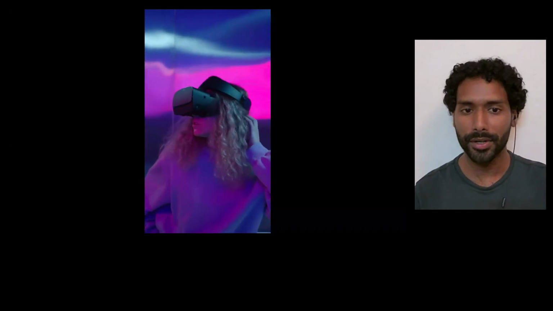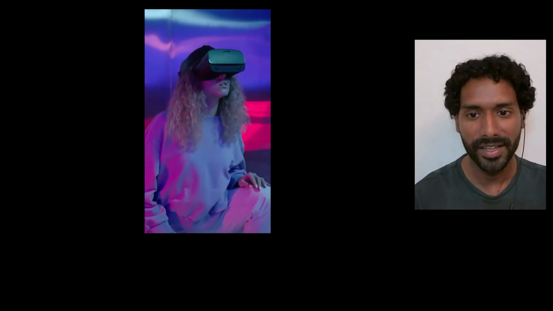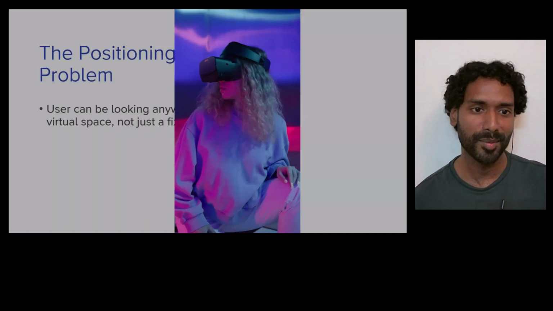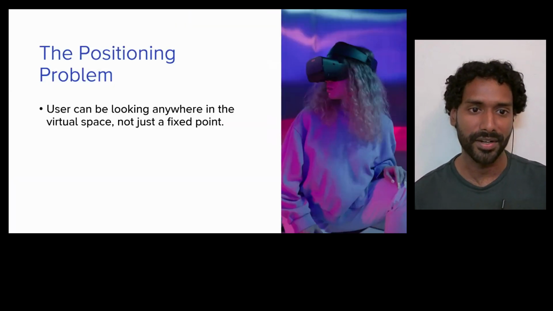users in VR are not always looking at a single point in space. They have the freedom to look around, and they can look behind them, and literally look anywhere in the 360 degrees of freedom that they have. So where do you put the captions? There's no easy way to answer this. This is the problem of positioning captions in VR.